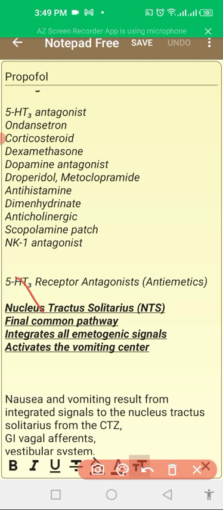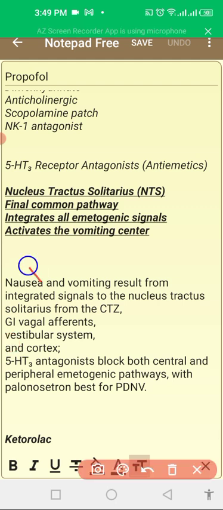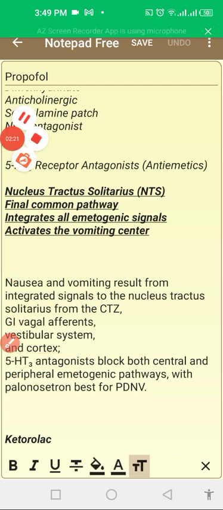So another one is the nucleus tractus solitarius, the final common pathway, which integrates all emotion and activates the vomiting center. And this is the pathway for PONV. So the patient will have nausea, vomiting, and that signal goes to the nucleus tractus solitarius, and GI vagal afferent activation results in involvement of the vestibular system and cortex. And then a 5-HT3 receptor antagonist should be given that blocks both central and peripheral emetogenic pathways and prevents vomiting in PONV. So this is management for PONV, how we can manage.